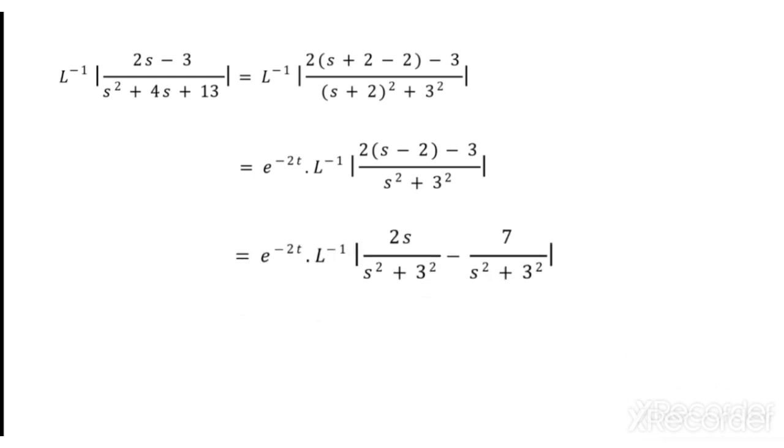If I split term by term, L inverse of 2s by (s square plus 3 square) minus 7 by (s square plus 3 square), which leads to cos and sine function. So we have taken that. So 2 times cos 3t minus 7 by 3 times sine 3t. Correct? Yes.